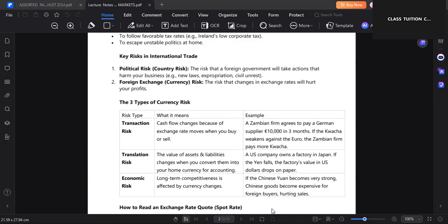We also have what we call economic risk. This is long-term competitiveness. So long-term competitiveness here is damaged. So if the Japanese yen becomes very strong, the Japanese goods also become expensive for American buyers. And therefore, the exporters will lose sales to their competitors in Vietnam or in India.